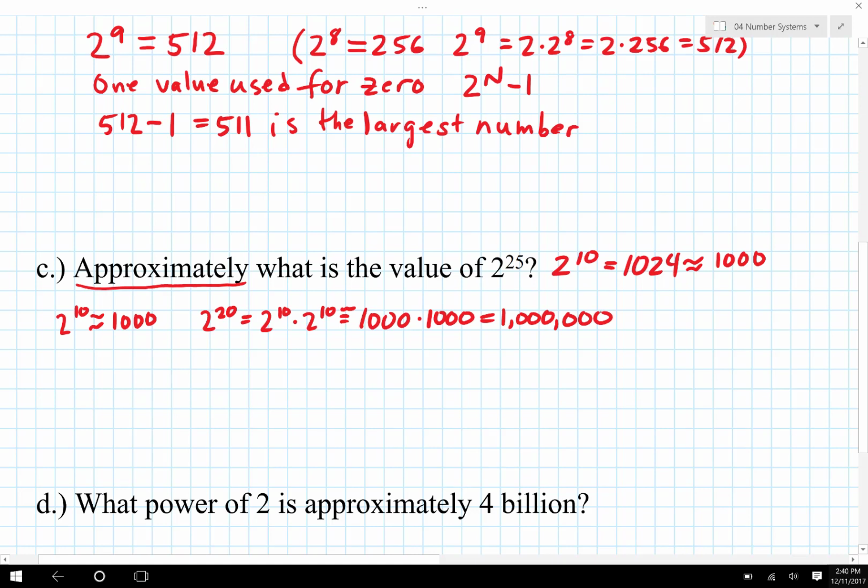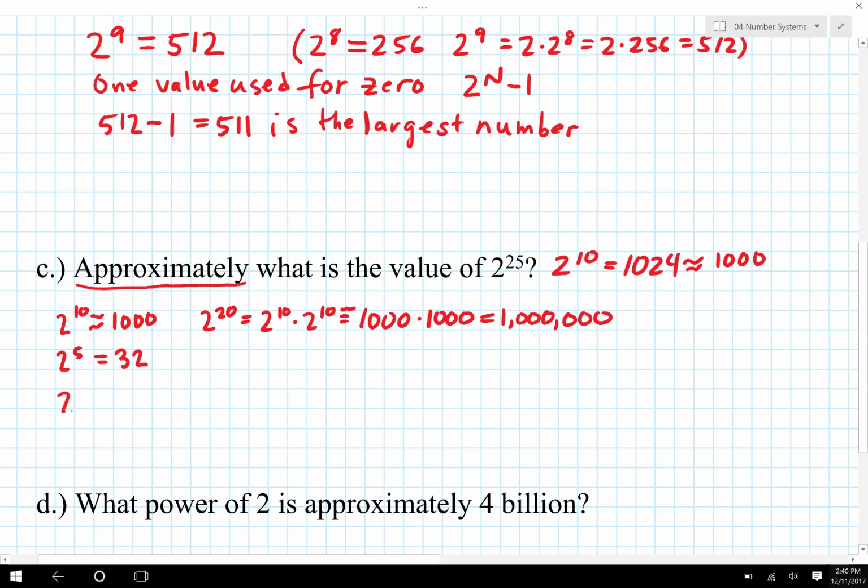I know that I have 2 to the 20th, but I have an extra 5 here. So I need to know what is 2 to the 5th power. Well, 2 to the 5th power is in between 2 to the 4th and 2 to the 6th. 2 to the 4th is 16. If I go up another power of 2, that's equal to 32. Or I could say 2 to the 6th is 64, come down a power of 2 down to 32.